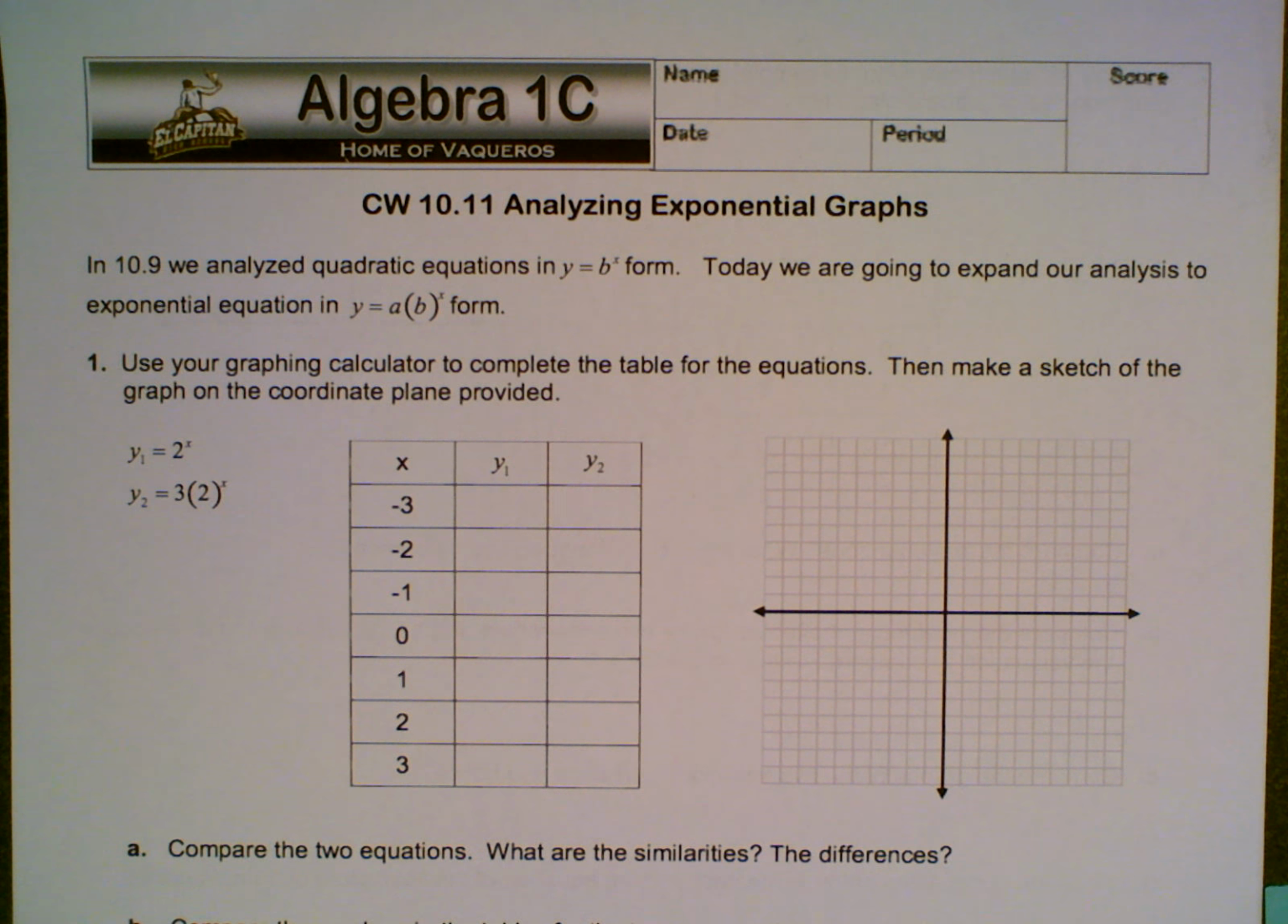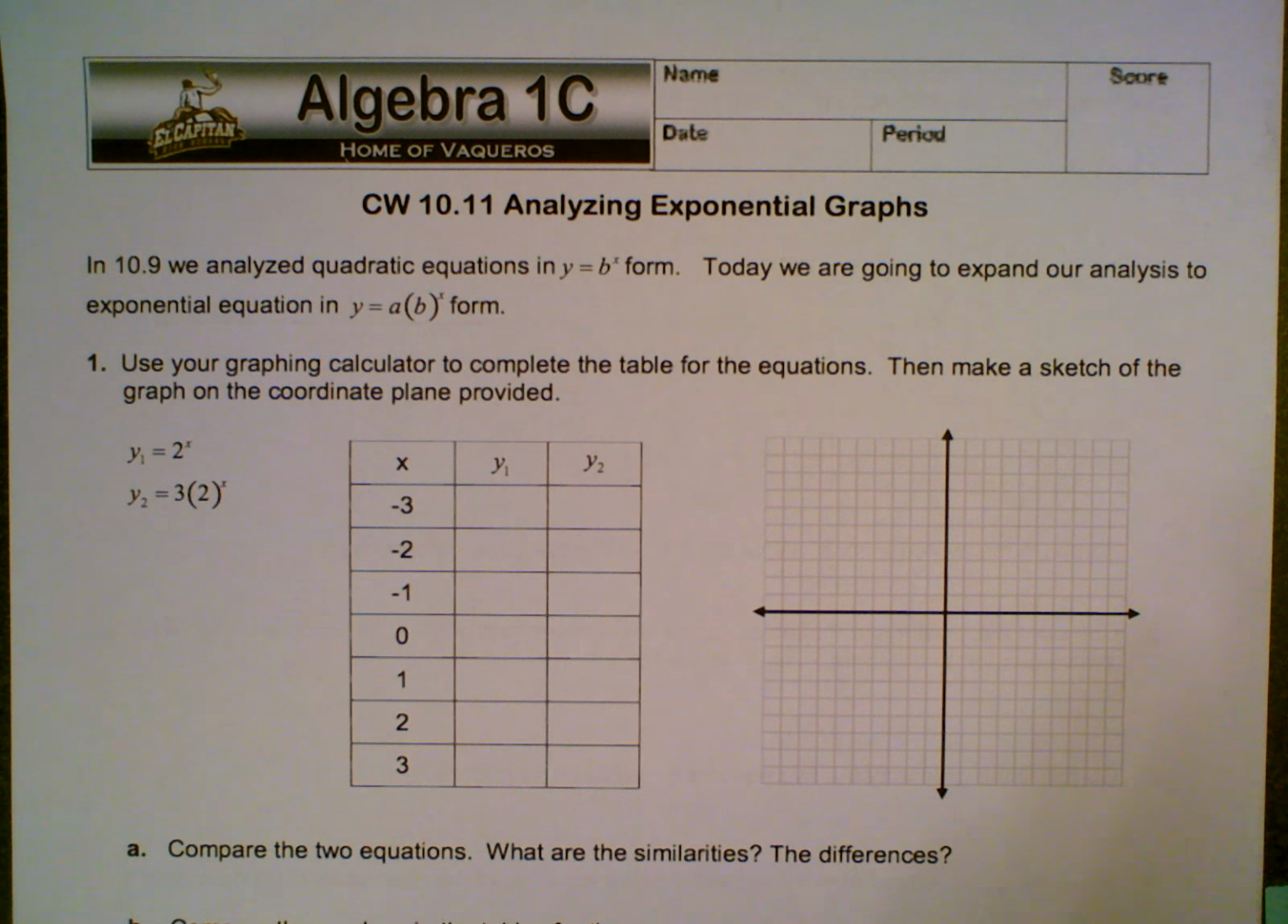All right, so classwork 10.11. In 10.9, we analyzed quadratic equations in y equals ax squared form. Today, we're going to expand our analysis to exponential equations in y equals a times b to the x form. Number 1, use your graphing calculator to complete the table for these equations. Then make a sketch of the graph on the coordinate plane provided.